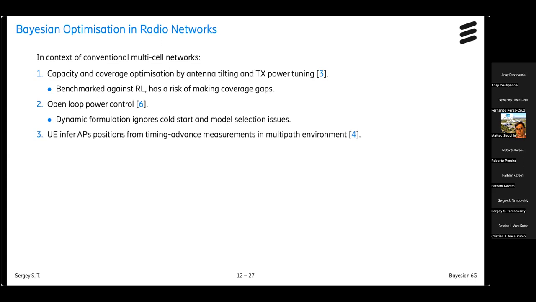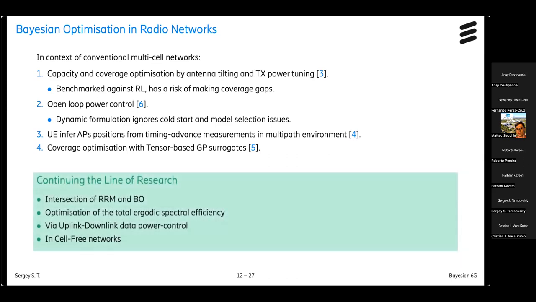The third work was dedicated to some kind of inverse problem, if we call it that, where user equipment tries to infer positions of access points from timing advance measurements in a multipath environment. The fourth work, finally, was dedicated to coverage optimization with quite advanced tensor-based GP surrogates. And finally, it comes to our work. We're continuing this line of research, this line of intersection, by optimizing total ergodic spectral efficiency simultaneously via uplink and downlink data power control in, again, cell-free networks.